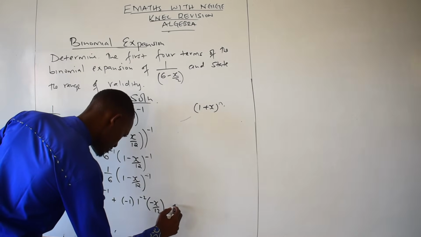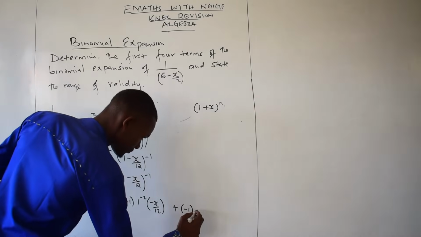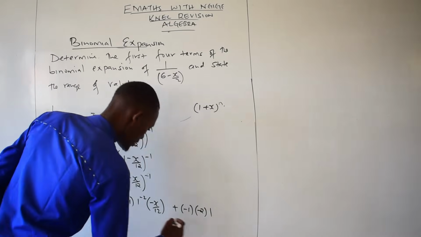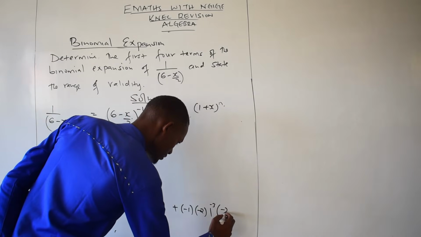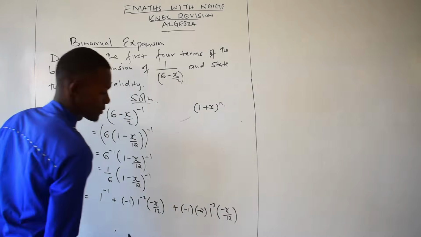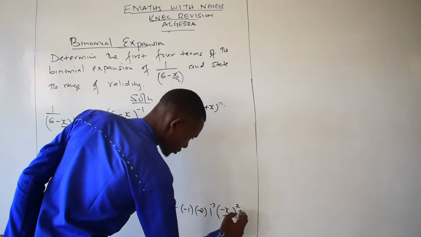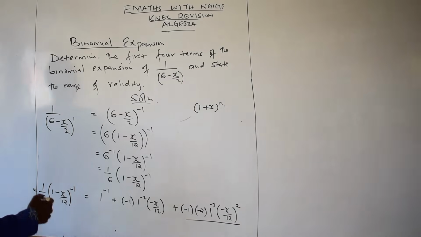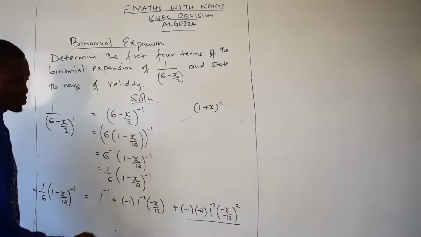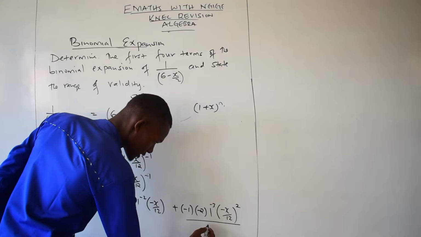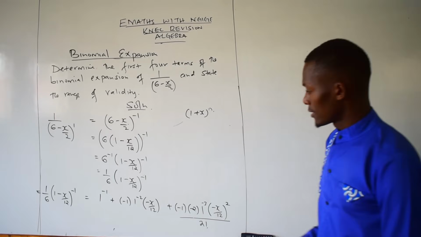Then the third term we have negative 1. You drop negative 2. So negative 2 minus 1, negative 3. Then we have negative x over 12. Then this power now increases to 2, so we shall have negative x over 12, then to power 2, then over 2 factorial. So that is the third term.